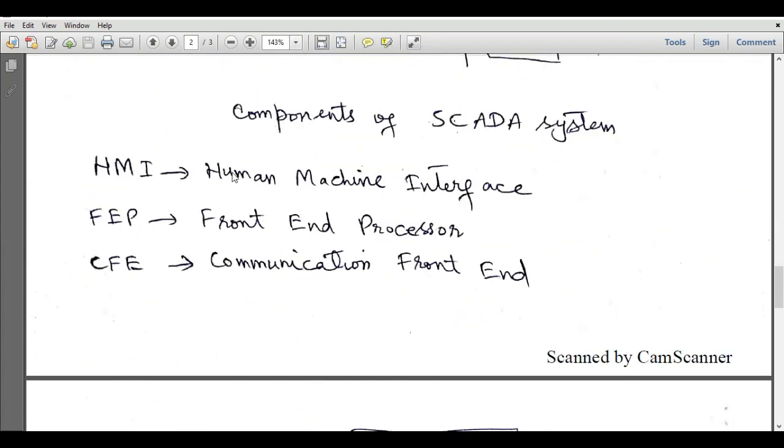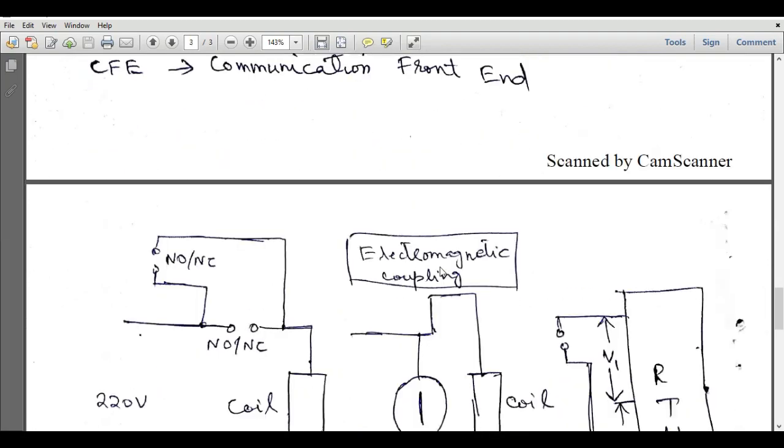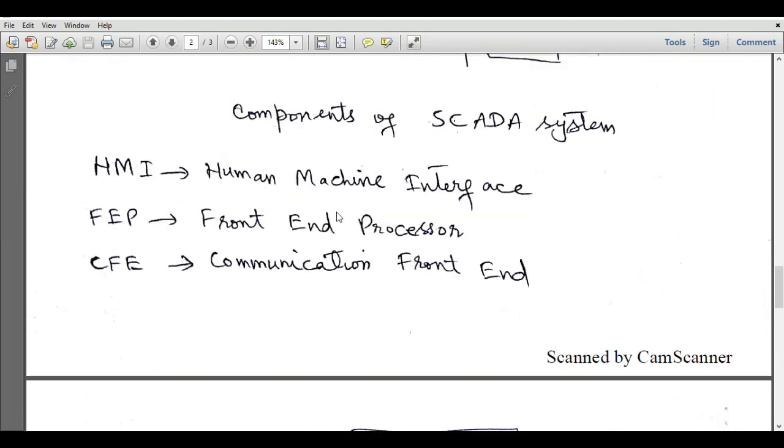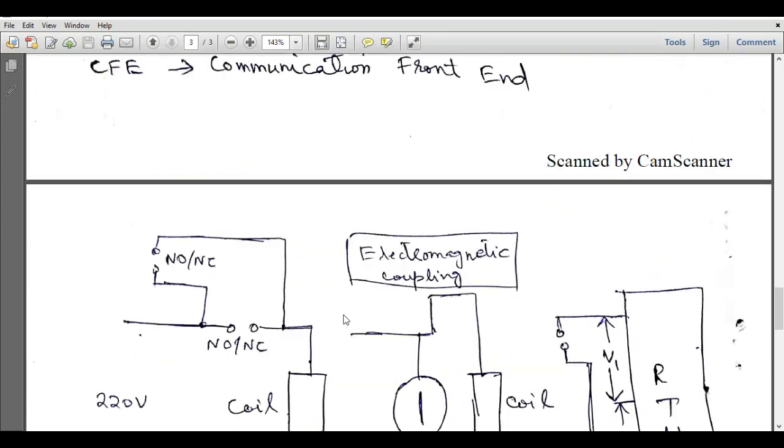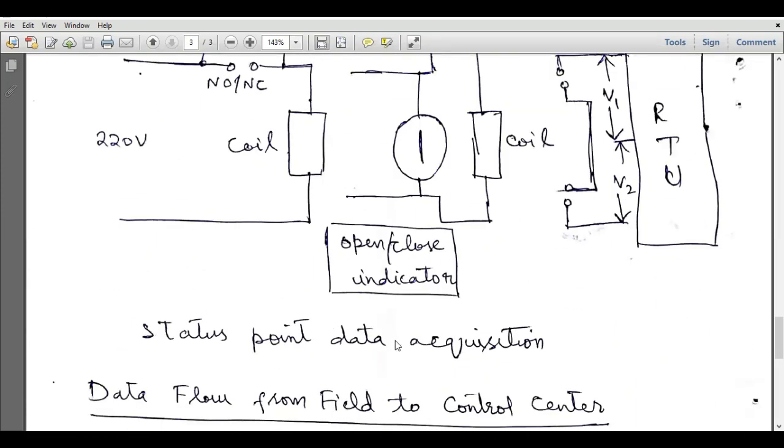Here HMI corresponds to human machine interface, FEP is front end processor, and CFE is the communication front end. These abbreviations will be used in the coming block diagrams and status point data acquisition.